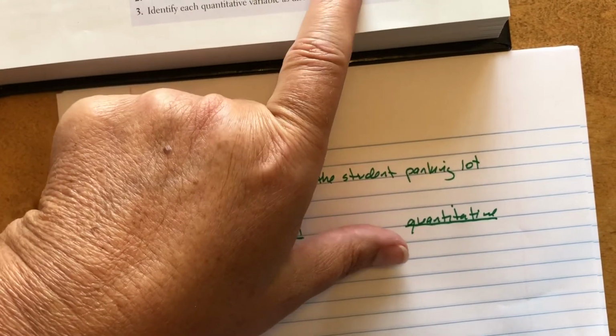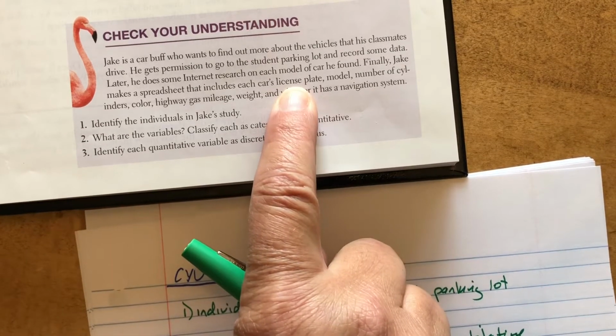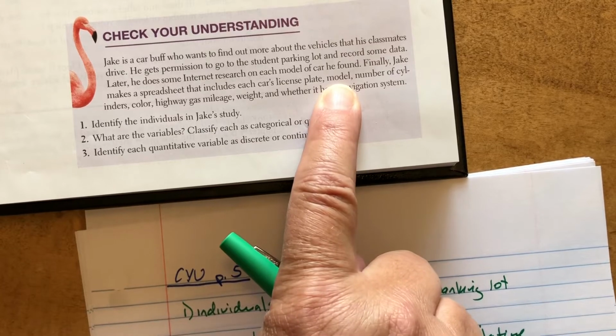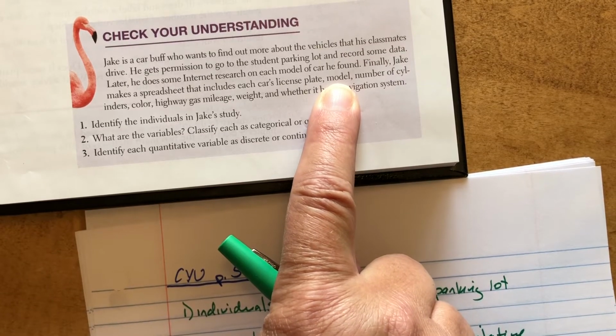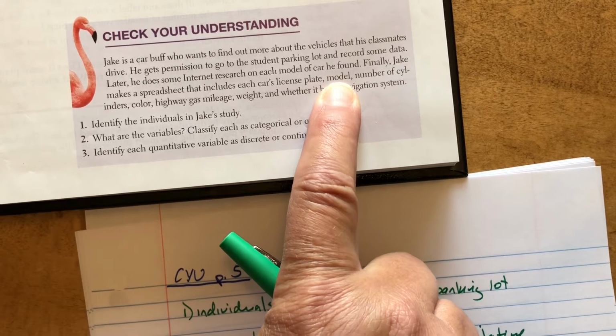So let's look at our different variables. He makes a spreadsheet including each car's license plate. Now, a license plate isn't a variable. That's just the way to identify each car. The model of a car is not going to really be a number that I can calculate, so each car will fall into a specific model, so that's going to be categorical.